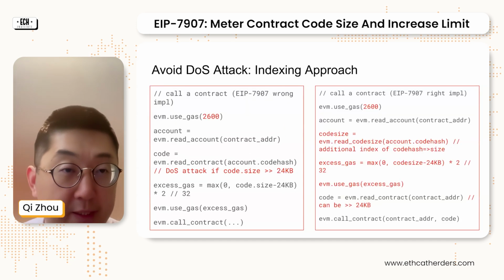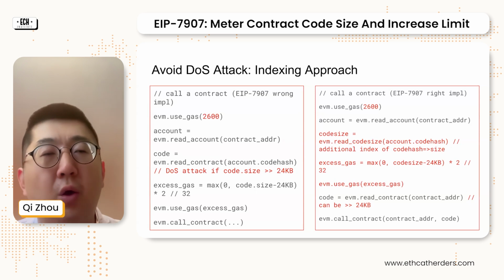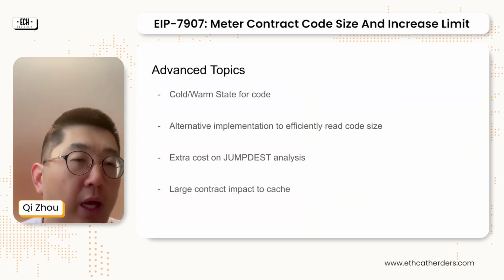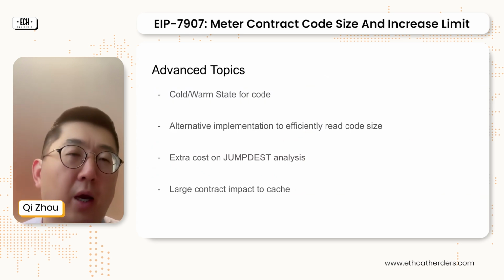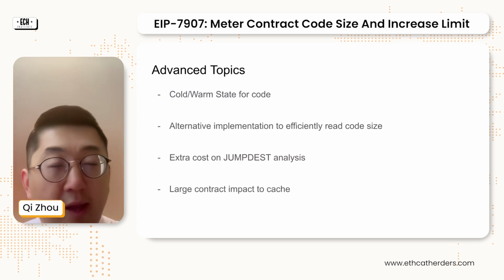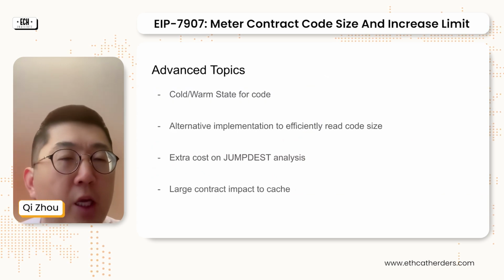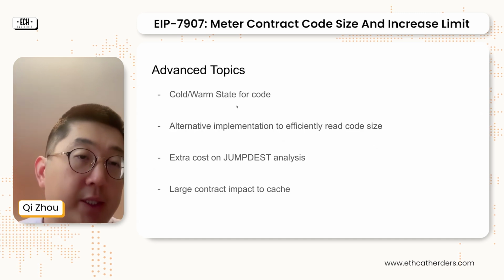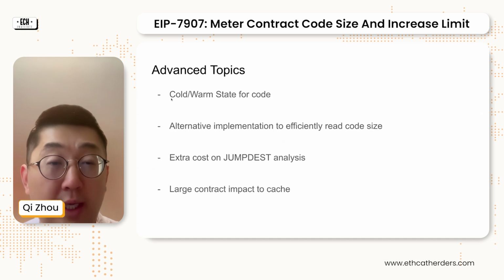So this is basically all of the details or procedural steps of how we implement EIP-7907. But now I would like to dive into advanced topics from when we implemented 7907, and also a lot of discussions with co-developers to see other problems. So one is the code warm state for the code itself.